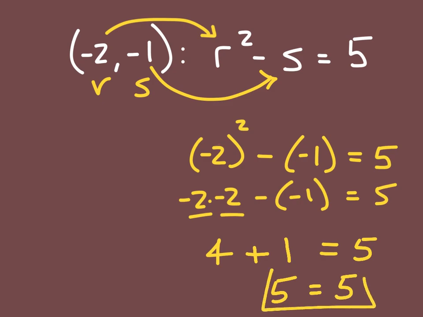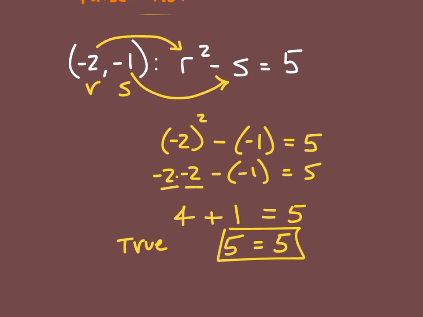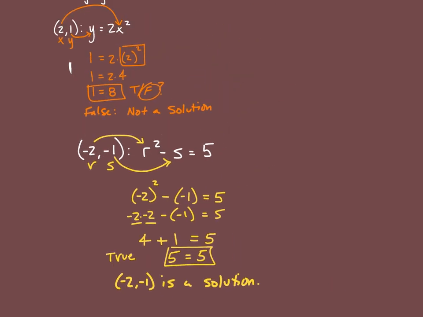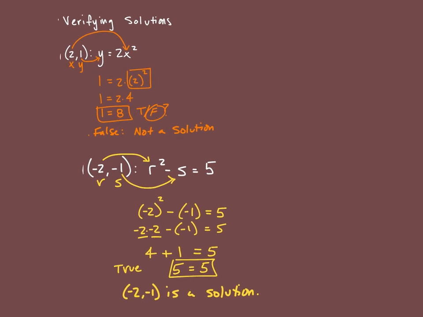And so this is true. We have to look at that statement and say, is this true or is this false? This is true because 5 is in fact equal to 5. Therefore, we would say that -2 comma -1 is a solution. Okay, and that's the idea, and that's what we want to look for. So, two examples of how this works, of verifying solutions.